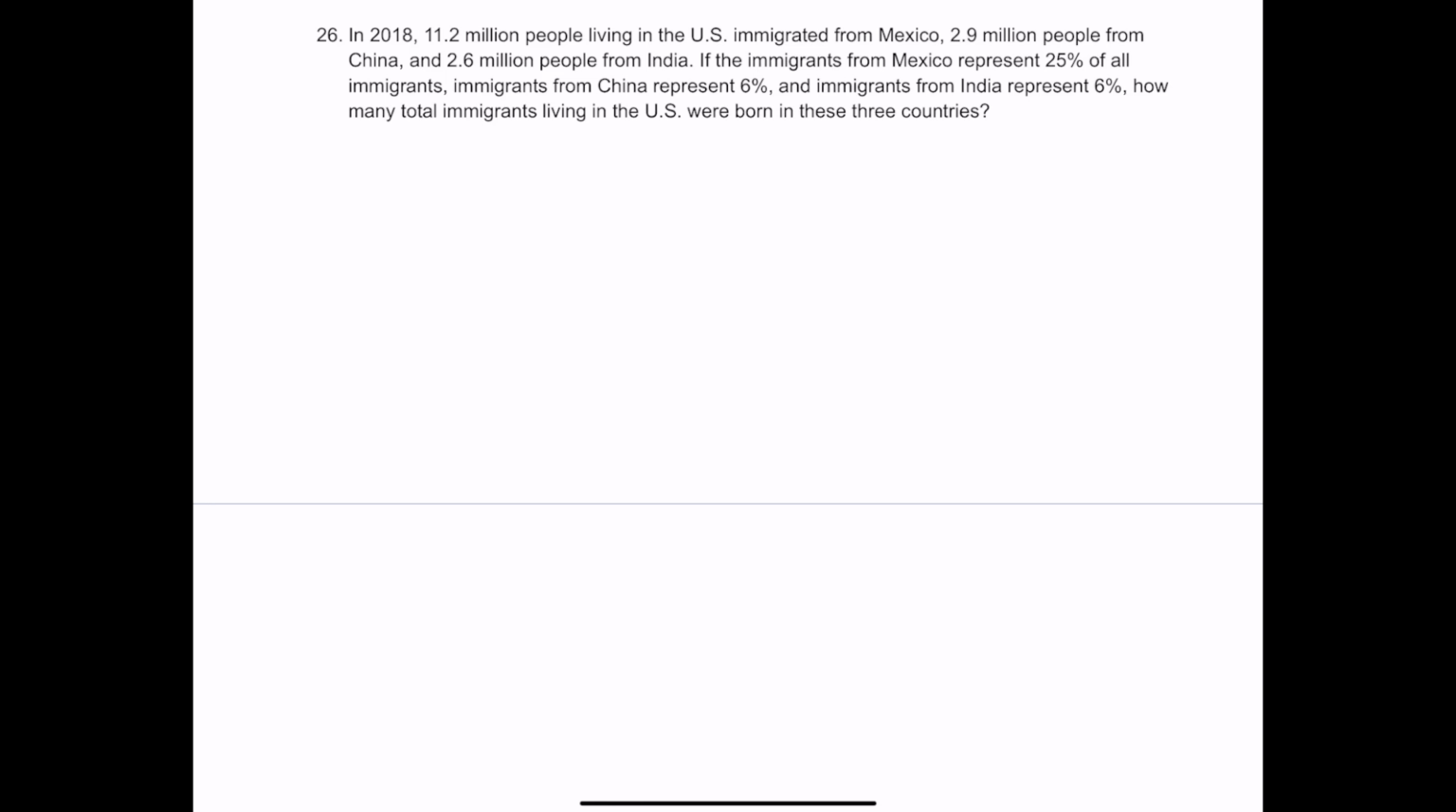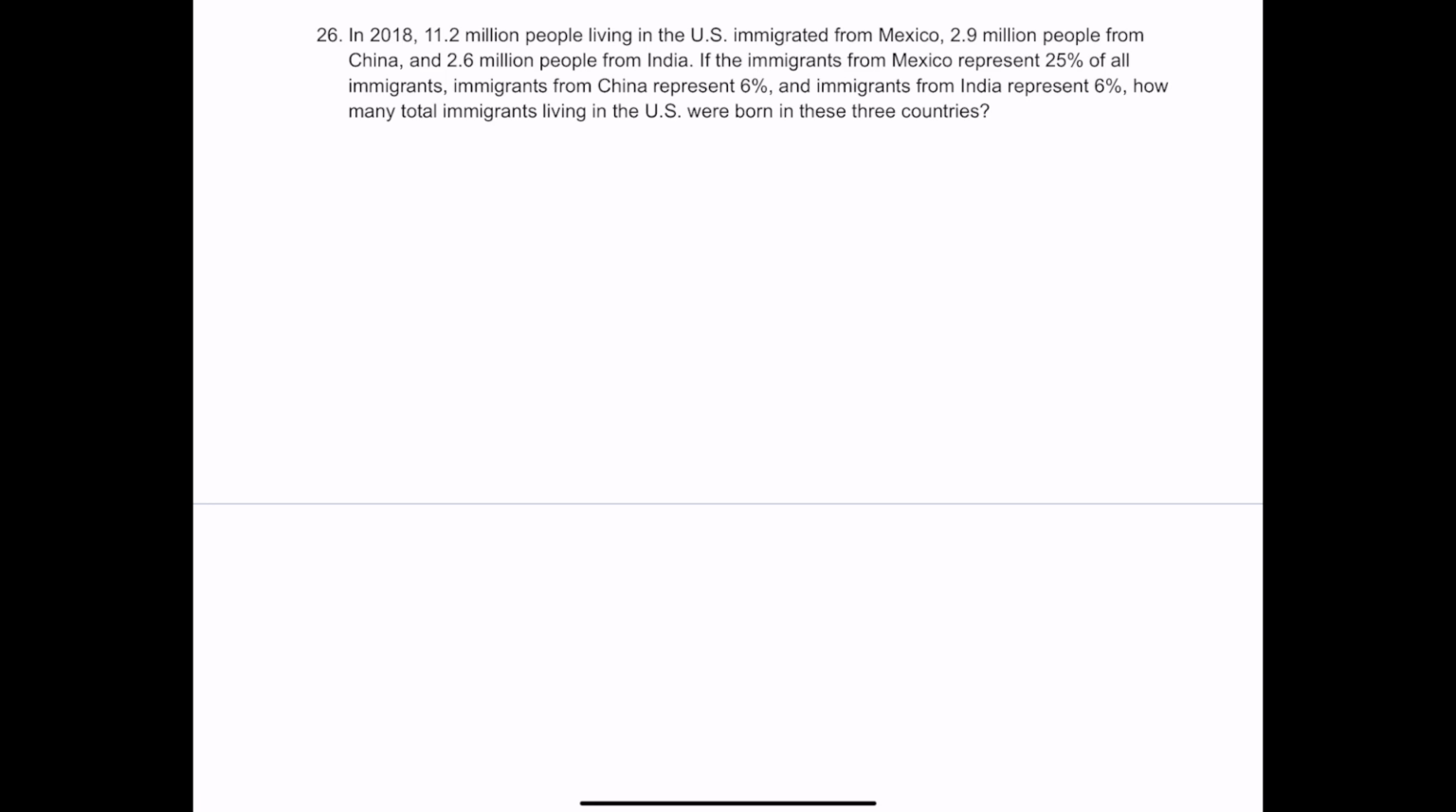If the immigrants from Mexico represent 25% of all immigrants, immigrants from China represent 6%, and immigrants from India represent 6%, how many total immigrants living in the US were born in these three countries? So this question is actually easier than you might think, just to get you to think a little bit about the world and about parts and wholes. But it says how many total immigrants living in the US were born in these three countries.